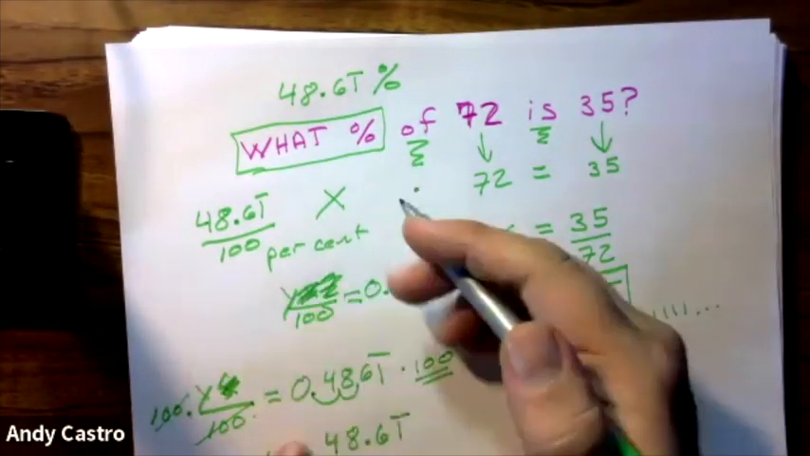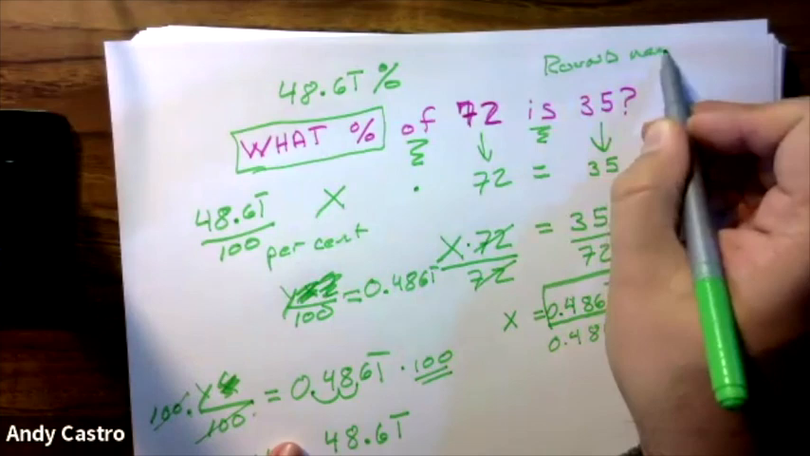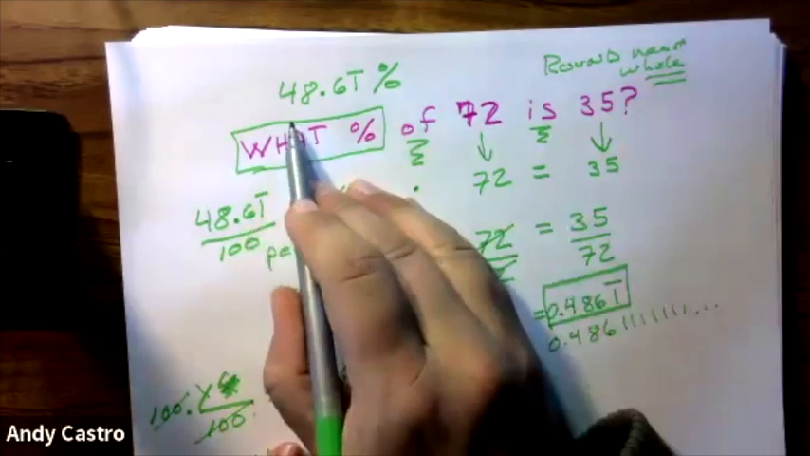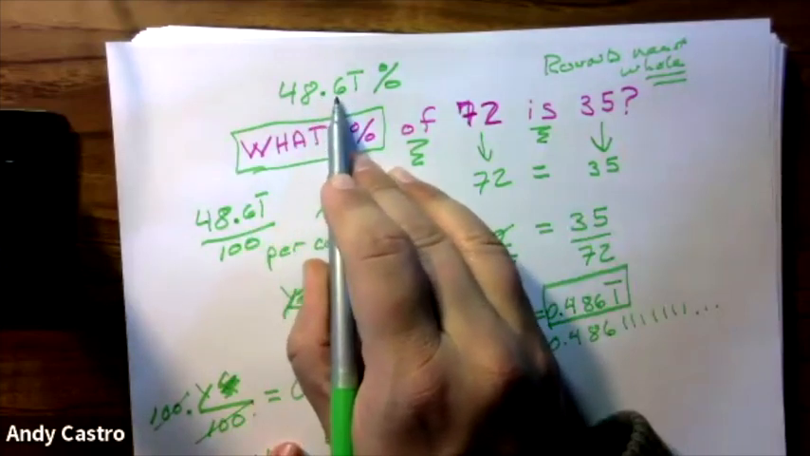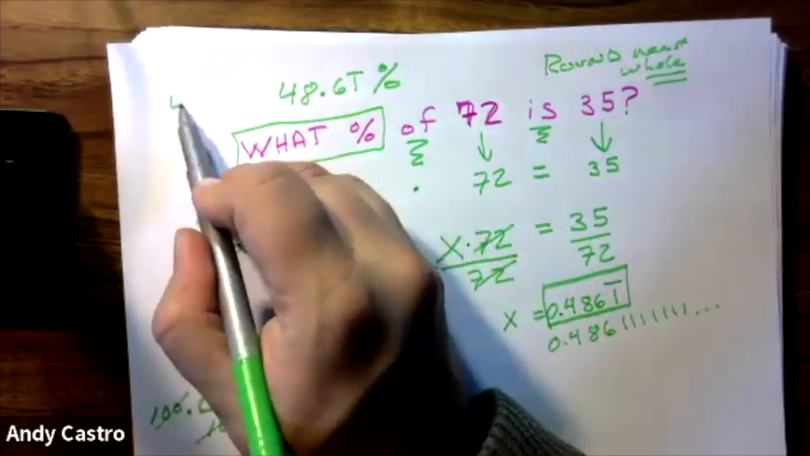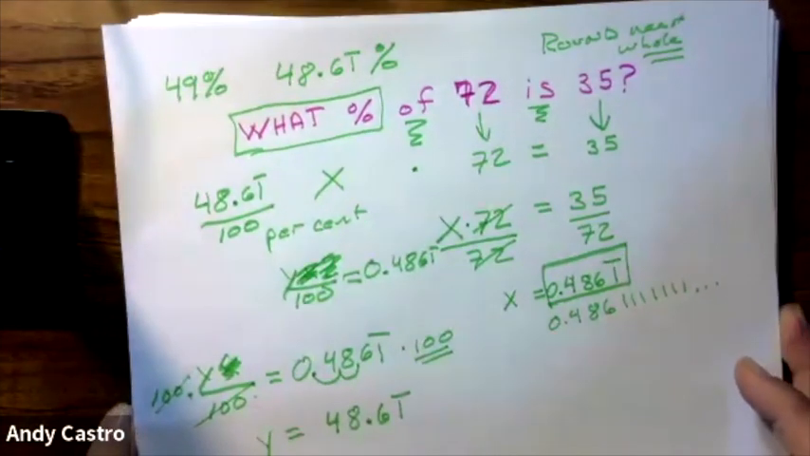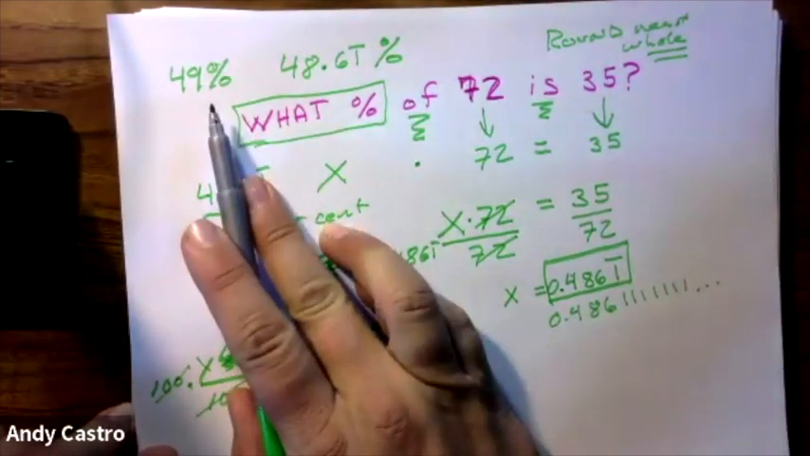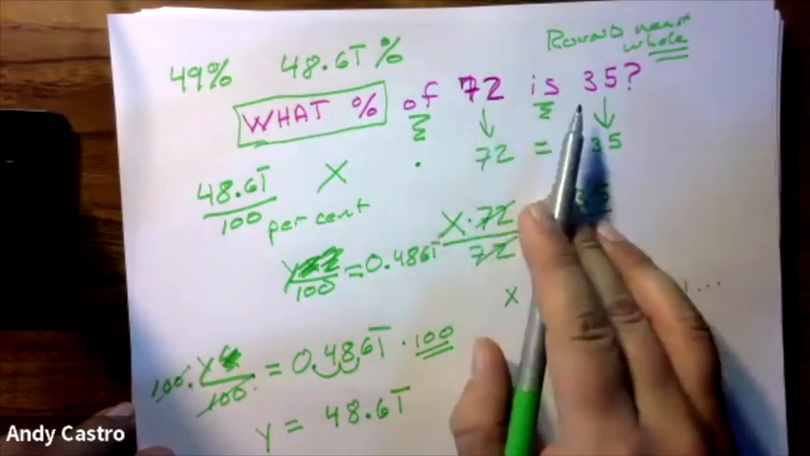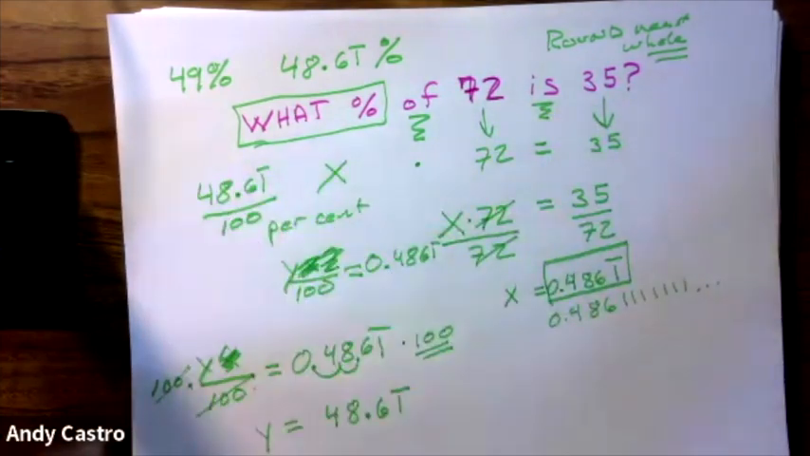Now, normally we would have some type of rounding. So if we assume that they wanted us to round to the nearest whole, we'd look at the 0.6. That 6 means the next number to its left has to go up. So if we rounded to the whole, that would be 49%. And that makes sense because 49% is about half, and 35 is half of 70, and so if I have a slightly bigger number, then 35 would be slightly less than half, and that makes sense at 49.